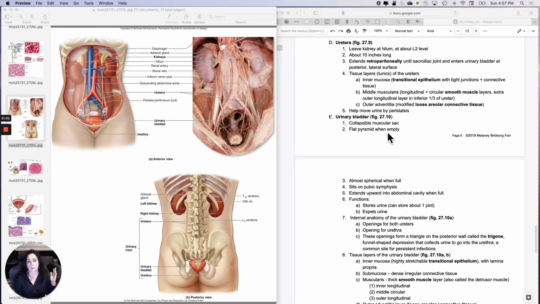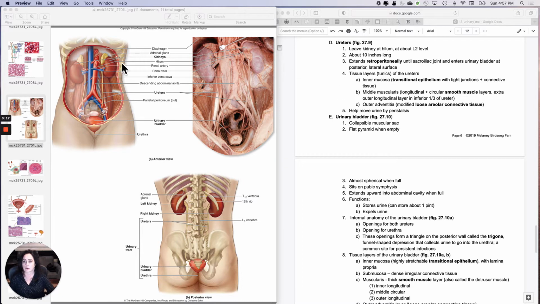Okay, so we're through the hard part. Now all we have to do is the ureters and the urinary bladder and the urethra. Not at all difficult. So the ureters, remember we are really done producing urine now. We're just about getting it out of the body.